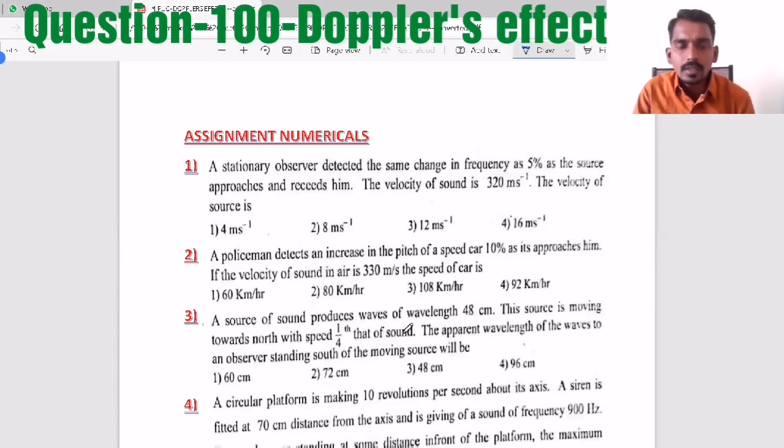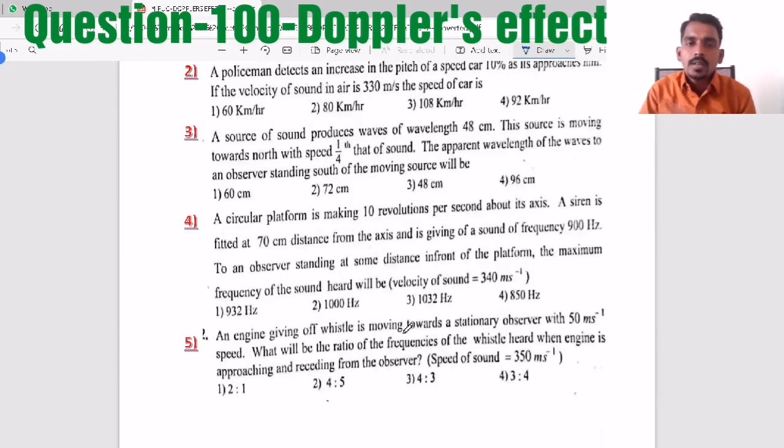Similar questions I have given as an assignment also. Just try to understand and try to solve them.